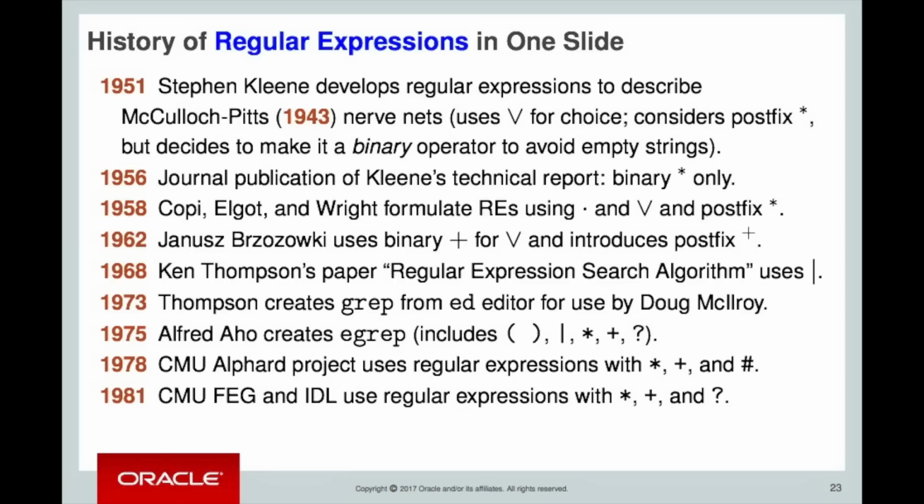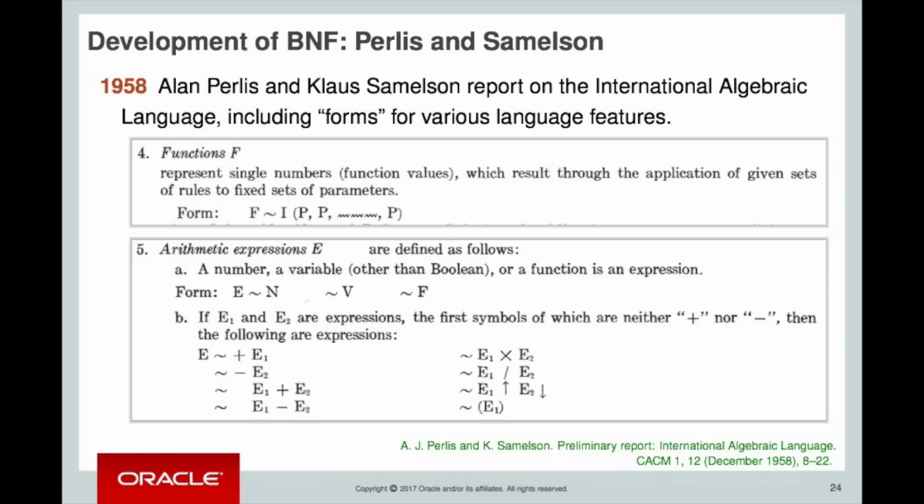Okay, so it took about 30 years for our notation for regular expressions to gel, and it's been fairly stable since then. But this development had almost nothing to do with the development of BNF. BNF kind of got started in 1958 with the Perlis and Samelson report on the International Algebraic Language, which included forms for various language features.